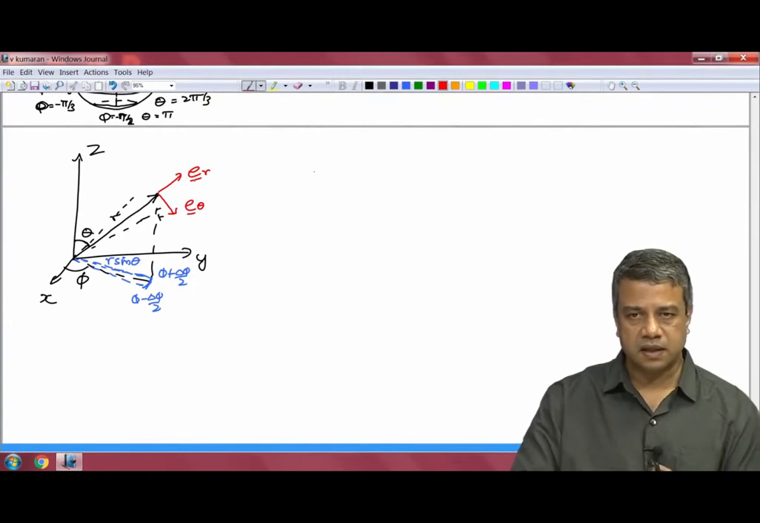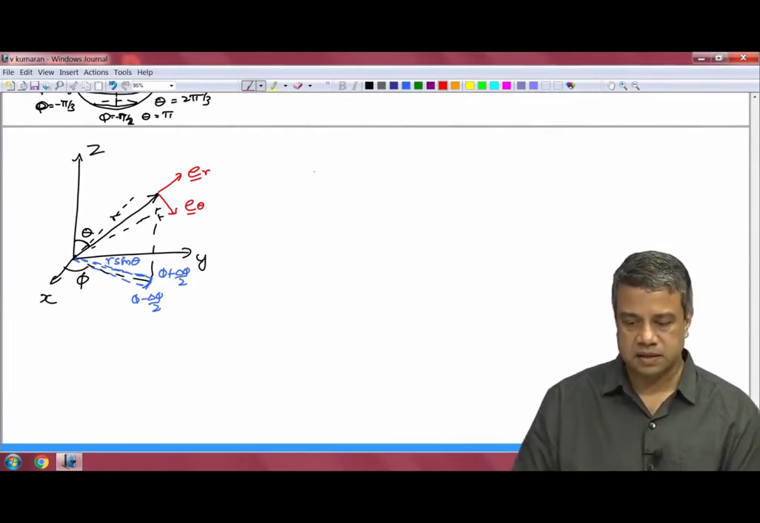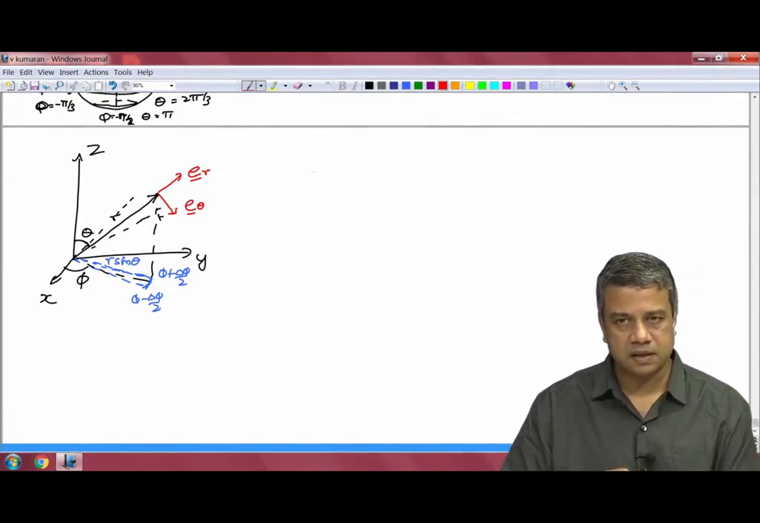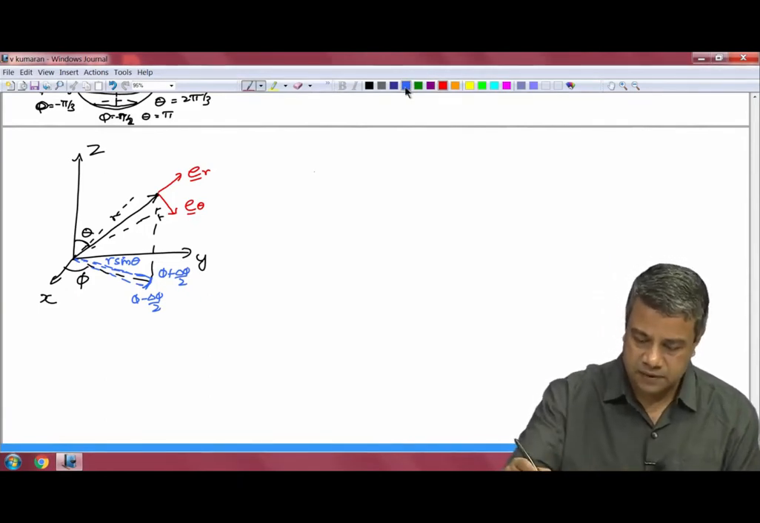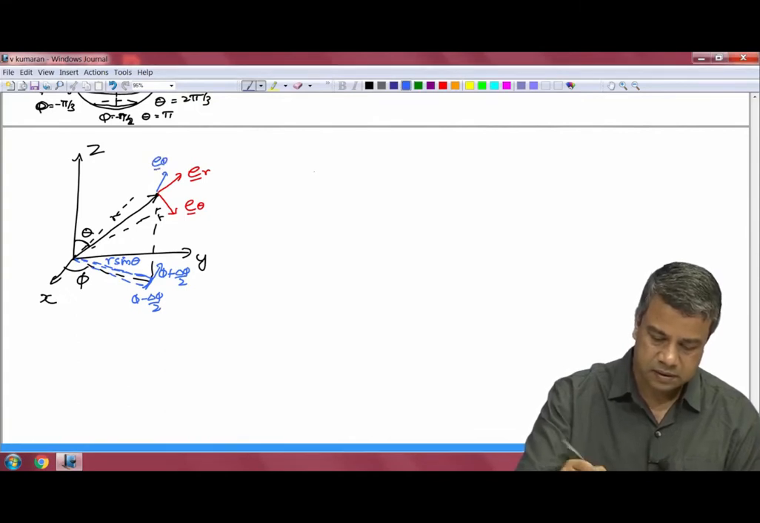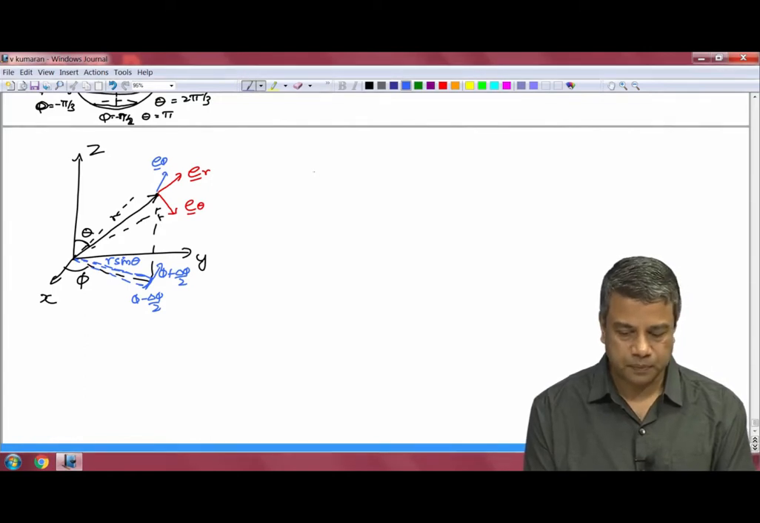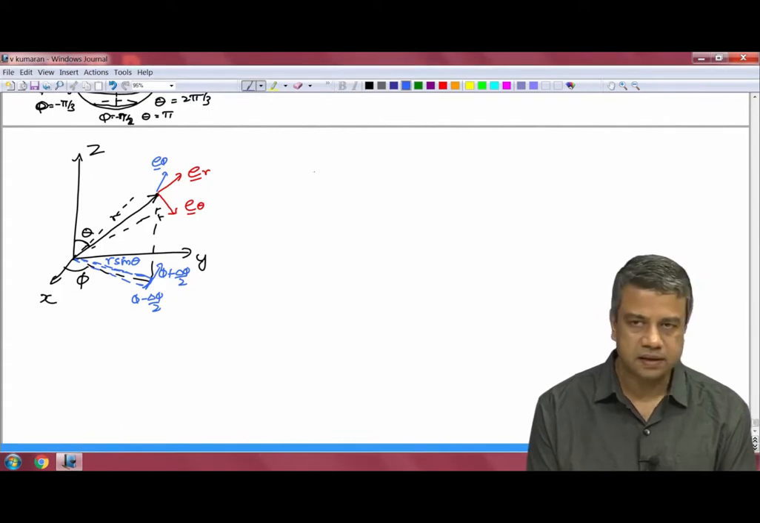The angle theta increases as the angle with the z axis increases, and therefore, the unit vector in the theta direction is in the direction of increasing theta. And the phi unit vector is in the direction of increasing phi, perpendicular to this. And these three form an orthogonal coordinate system. The direction of increasing r is perpendicular to the direction of increasing theta, and the two are perpendicular to the direction of increasing phi.